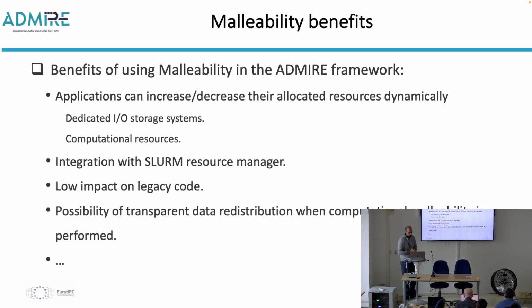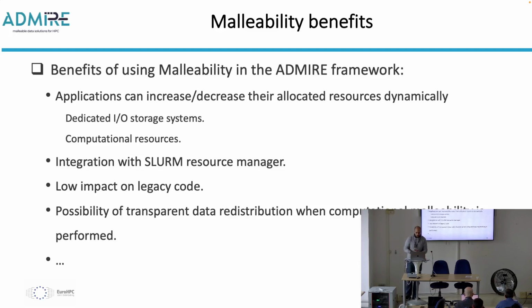So among the benefits of using malleability, both at computation and I/O levels, we can highlight the following ones. Applications can increase and decrease their allocated resources in runtime depending on the current status of the systems, both for computing and I/O resources. For the Admire project, we integrate Slurm as a resource manager with FlexMPI because it is one of the most used workload managers in HPC environments. And we allow expansion and reduction of the processes in coordination with the Slurm allocator without the necessity of modifying Slurm. So we work with the current version of Slurm.